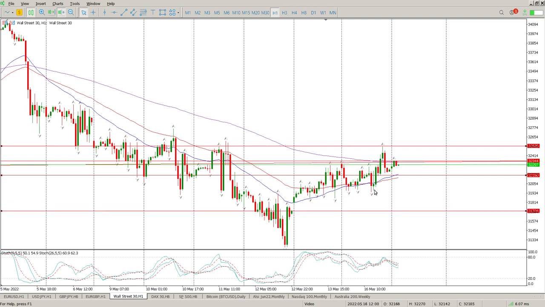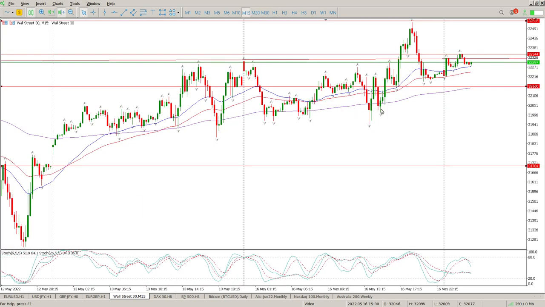Although we do have quite a bit of structure over the last 2 days, so Friday and Monday, a lot of buyers coming in here. So sit on hands still. Unfortunately, I don't see any other reason for you to jump into this just yet. The 15 minutes has been in a sort of bullish move for the last 2 days, but it's more sideways than bullish, so it's sideways to up.